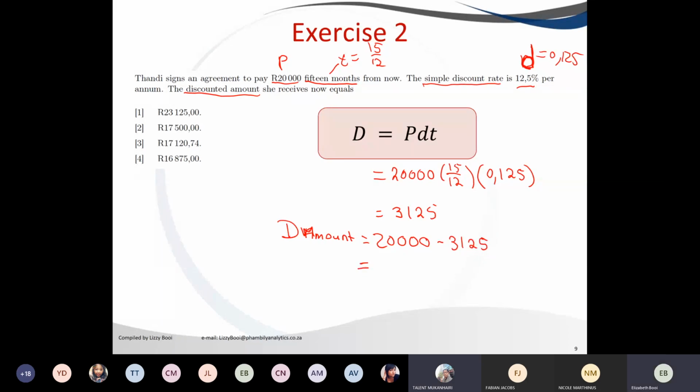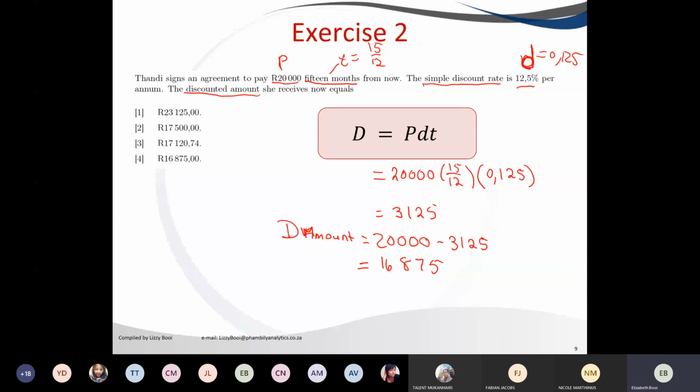And that will give you 16,875, because we're looking for the discounted amount. Okay, and that's how you answer the question in the exam when they ask you about simple interest or simple discount. You are always going to use the formula.